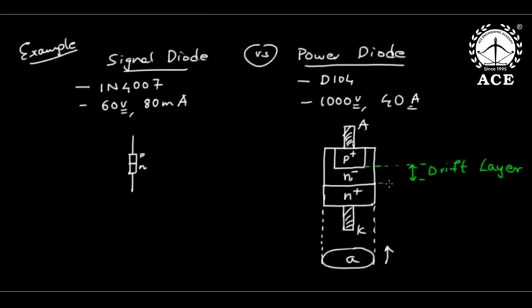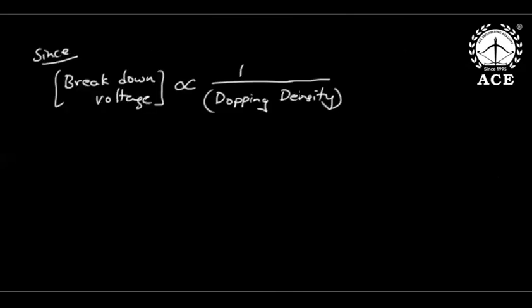So please understand what I'm trying to say. Here, P plus means heavily doped with trivalent materials. N plus means heavily doped with pentavalent. N minus means lightly doped. When doping density is low, breakdown voltage is high. That means it is very difficult to break. Now you tell me an example, what is easy to break? Everybody, tell me.